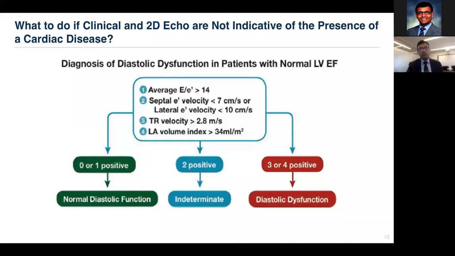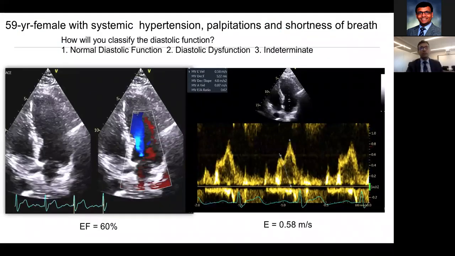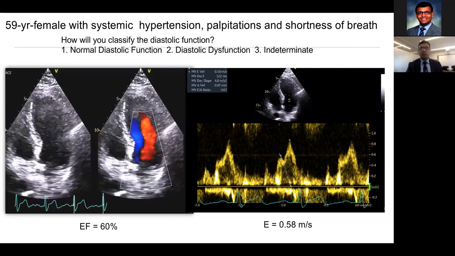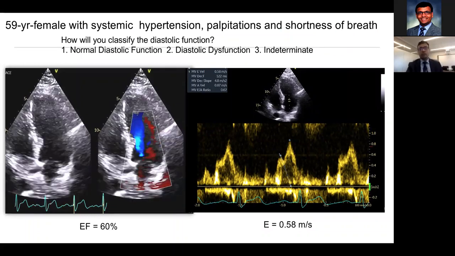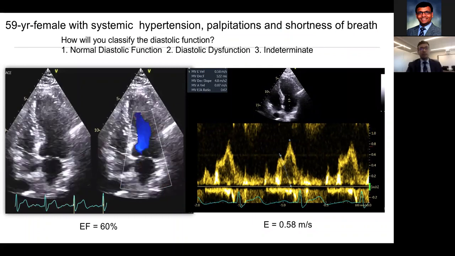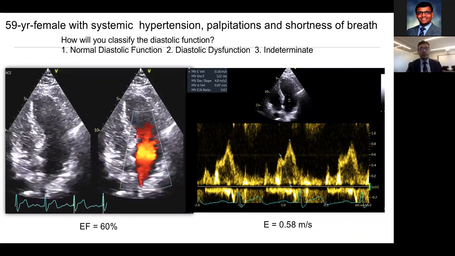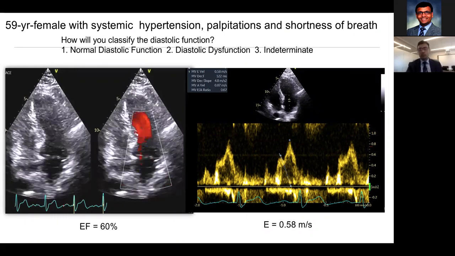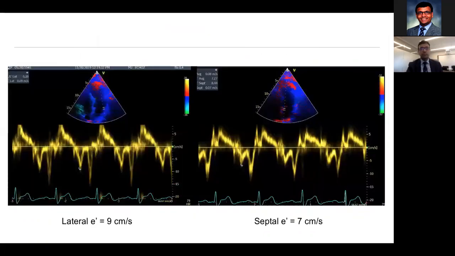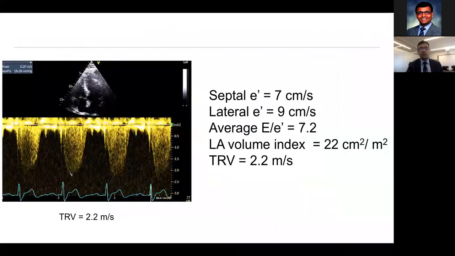Let's see some examples. This is a 59-year-old patient with systemic hypertension, palpitations, and shortness of breath. How would you classify the diastolic dysfunction? Normal, diastolic dysfunction, or indeterminate? Ejection fraction is 60%. The E wave is measured as 0.58. Lateral E prime is 9 centimeters per second. Septal E prime is 7 centimeters per second. TR velocity is 2.2 meters per second. LA volume index is measured as 22.